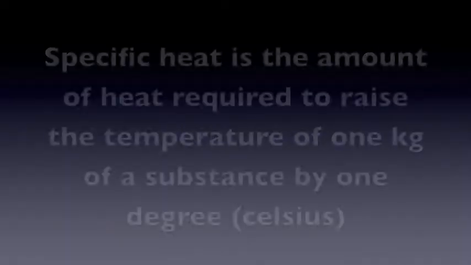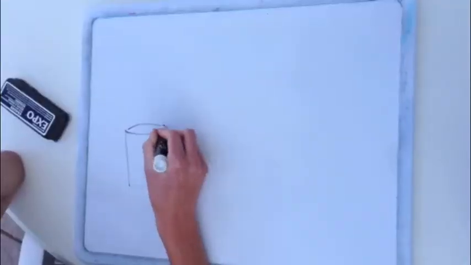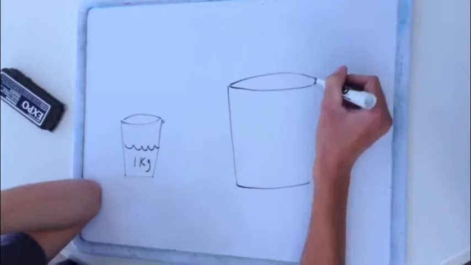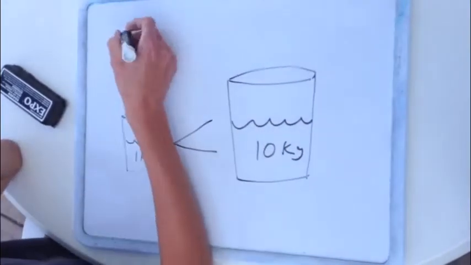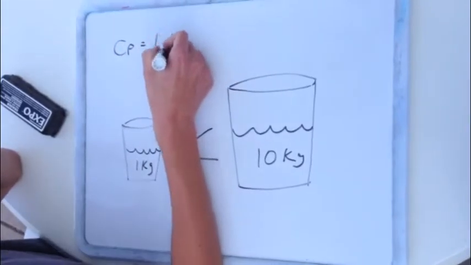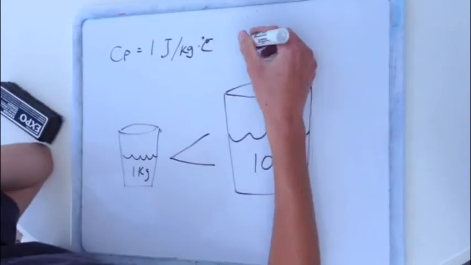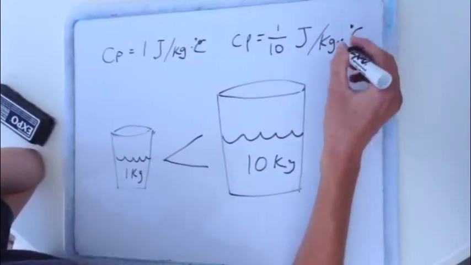Specific heat. Specific heat is the amount of heat required to raise the temperature of 1 kilogram of a substance by 1 degree. Imagine you had a small cup of water and a large cup of water. Since there is less material that needs to be heated in the smaller cup, the amount of heat required to raise the temperature is less. Because of this, the specific heat in the smaller cup of water would be greater than the specific heat in the larger cup.